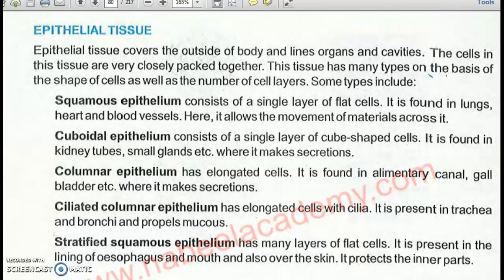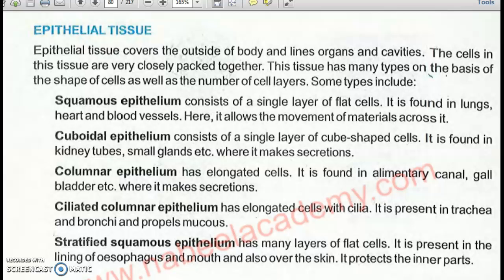Squamous epithelium consists of a single layer of flat cells. They are present in the lungs, heart and blood vessels, and they allow the movement of material across it. So this is a single layer of flat cells, right? They are present in the lungs, heart and blood vessels, and their function is to help materials move across from one part of these organs to another.